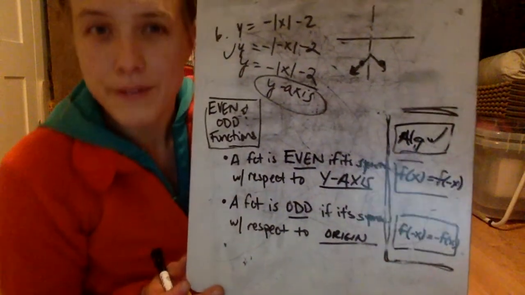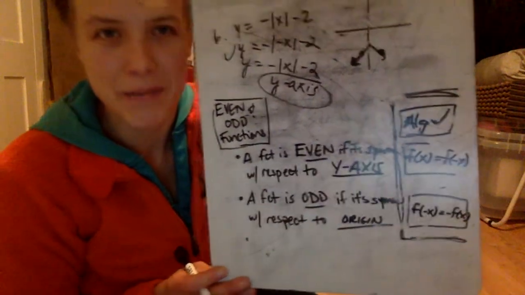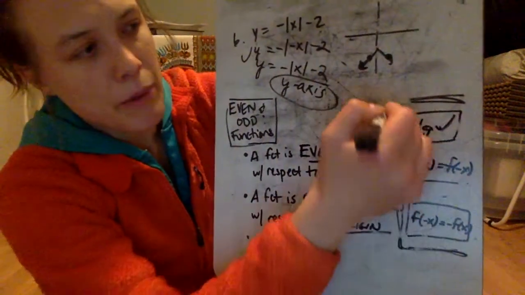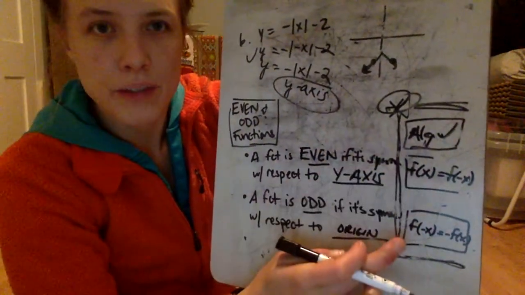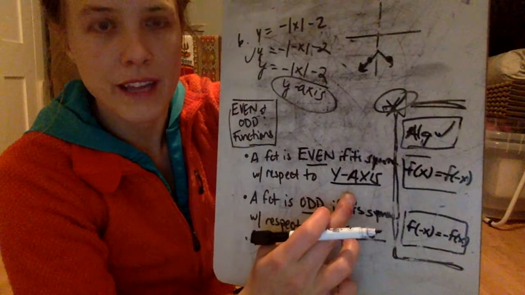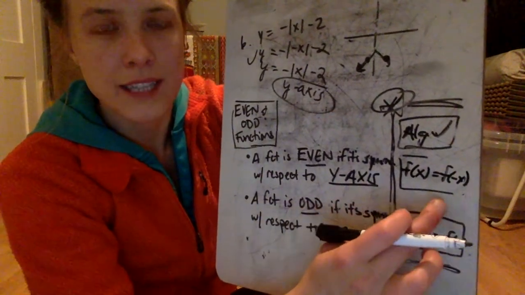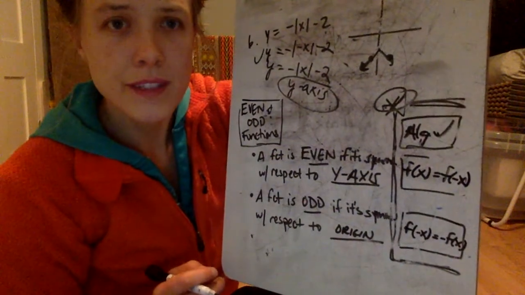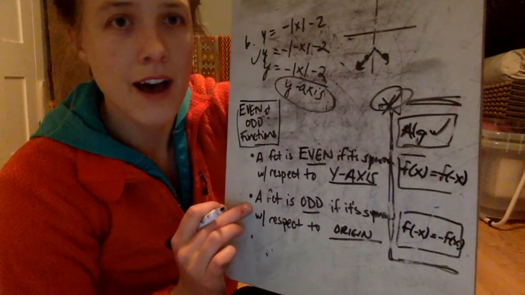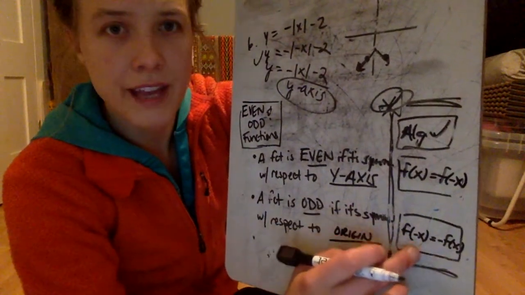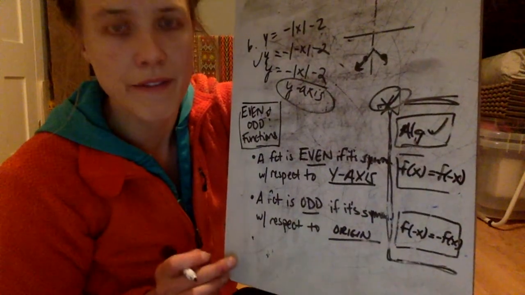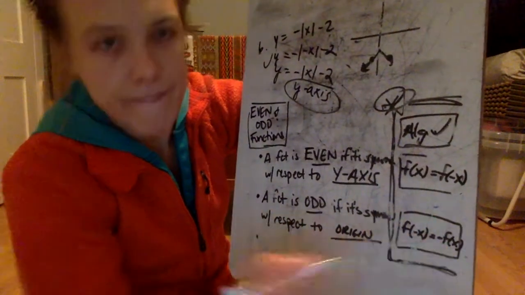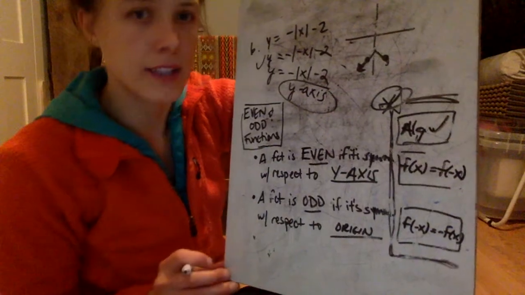All right, if that wasn't confusing enough, let's do a few examples. Really important here is this algebraic check. For even symmetry, f of x is equal to f of negative x. And for odd functions, f of negative x equals negative f of x. All right, let's do a few examples.